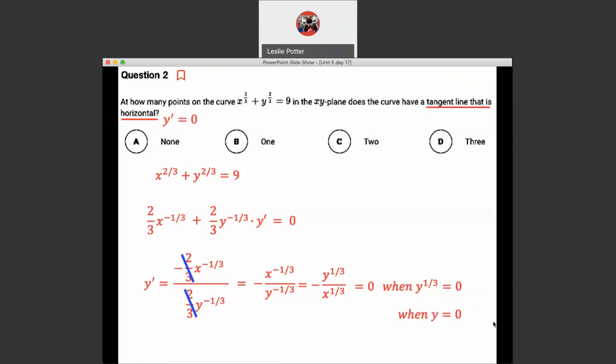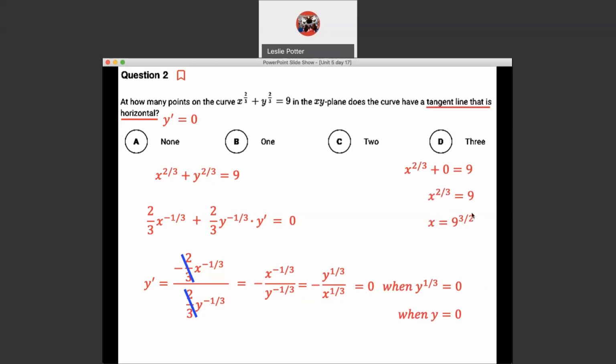When y is equal to 0, we're looking at where the curve is crossing the x-axis. So we need to know where on the x-axis we're crossing. We take y equal to 0 and substitute it into the original expression. We get x to the 2/3 plus 0 equals 9, and we solve that. We can solve x to the 2/3 if we raise everything to the 3/2 power, left side and right side. And so that happens when x equals 9 to the 3/2 power.